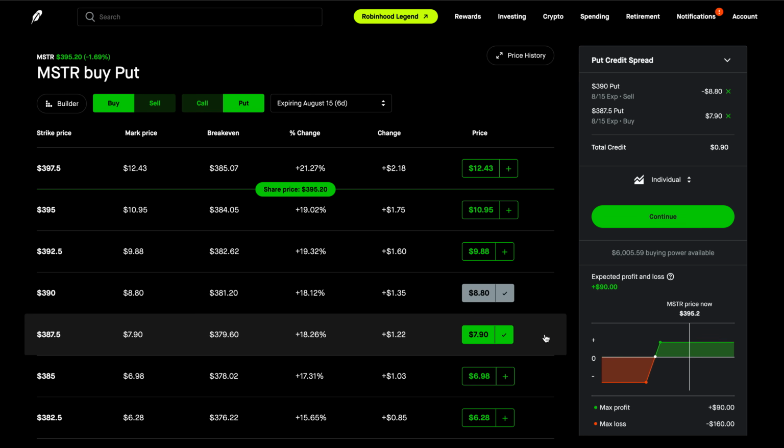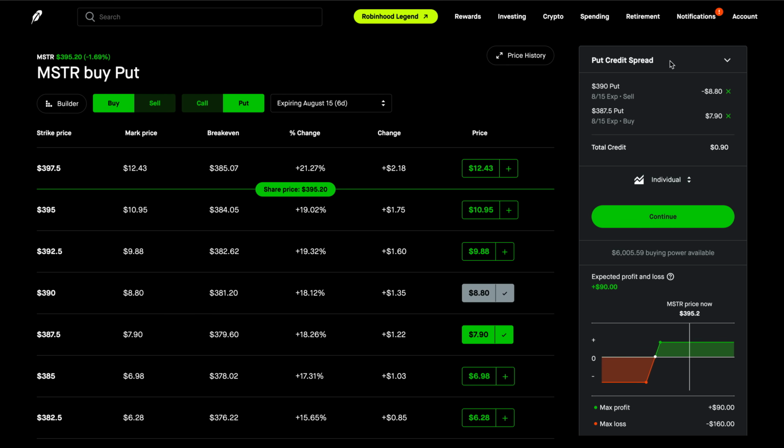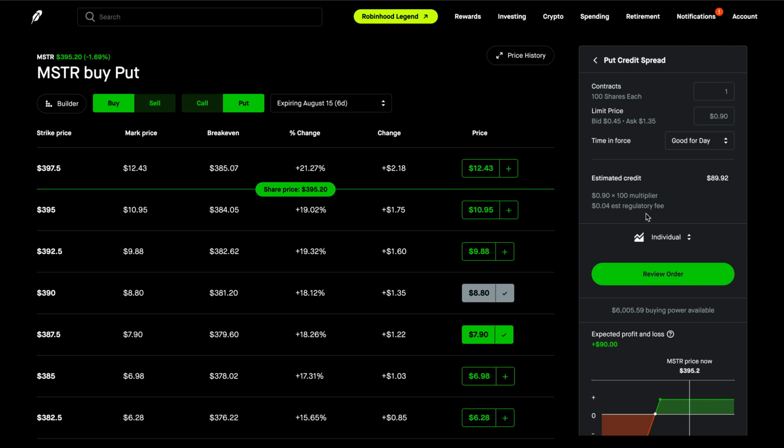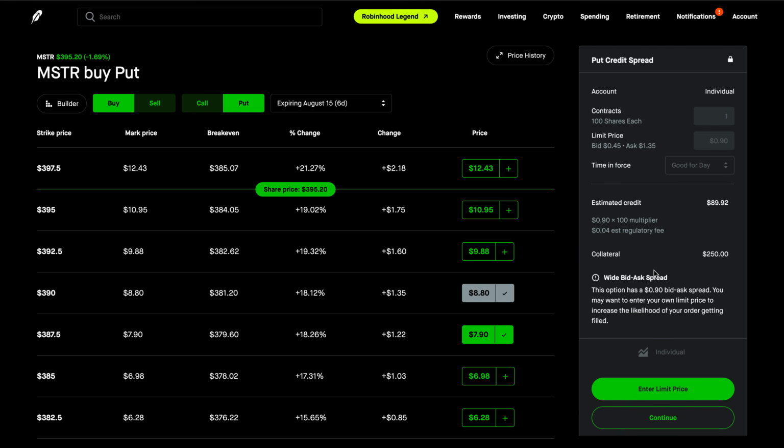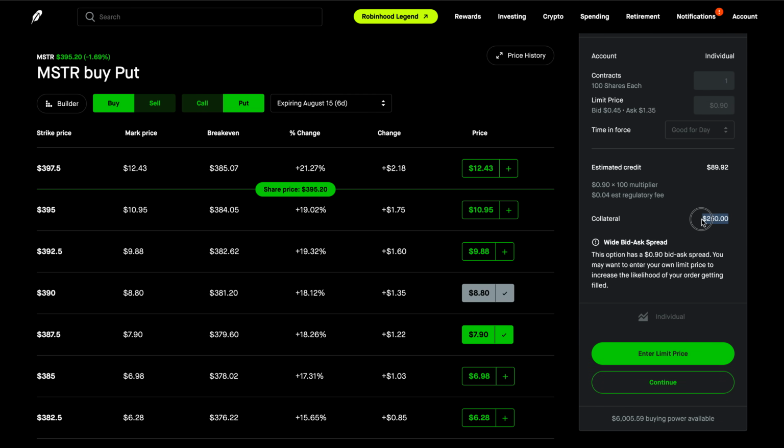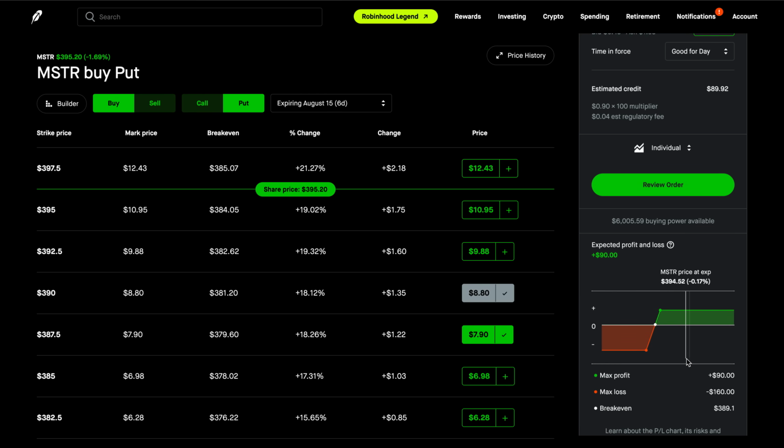And as you can see, Robinhood recognizes this as a put credit spread. And as you can see, we're still going to enter for a credit or a premium here. And if we take a look here, we're still going to put up collateral, but it's not going to be that much. It's going to be $250 only here. And you can see also here from the P&L chart, this is still going to be a neutral to bullish strategy. So let's go over to OptionStrat, and now let's visually take a look at what this would look like here.